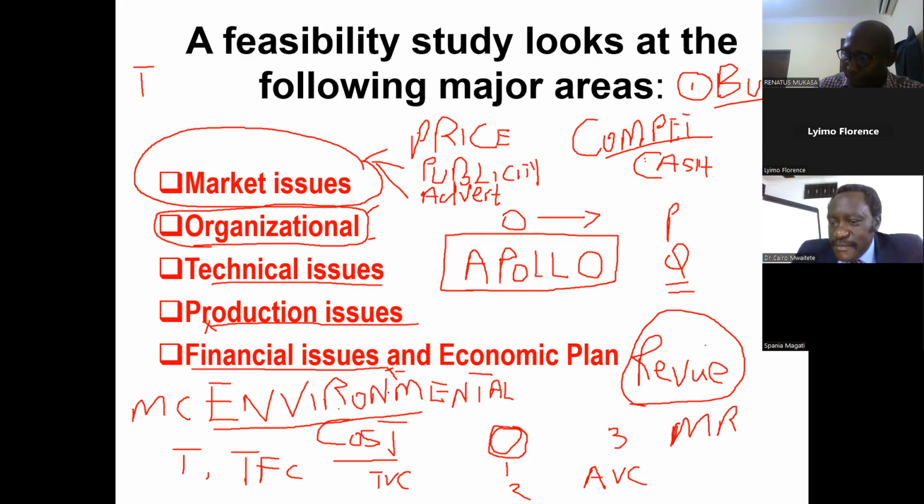You were talking of major areas of the feasibility study: market issues, technical, environmental, etc. So what about the social issues? Because in recent years, I see a lot of people doing a SEIA, social and environmental impact assessment. Is it applicable in this case as well?